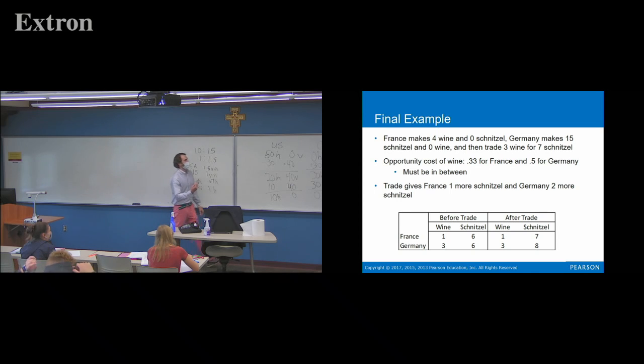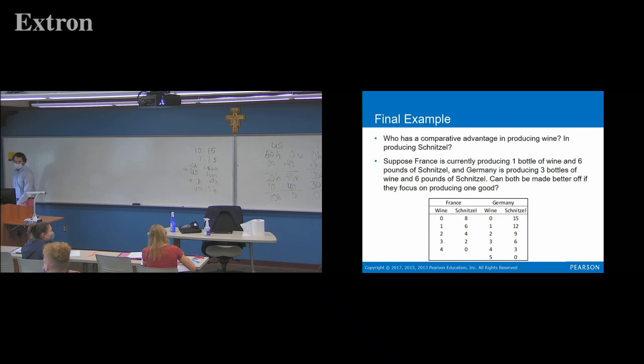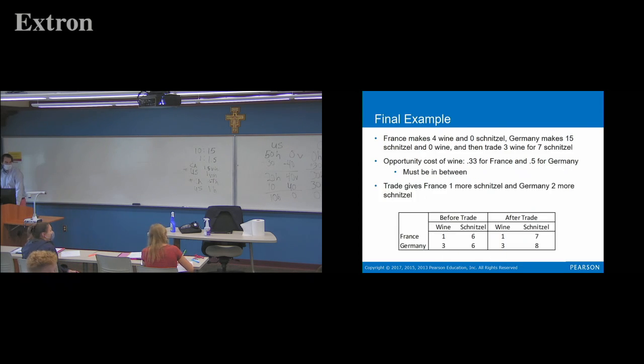So assuming that France produces 1 unit of wine, 6 of schnitzel, and Germany, 3 units of wine, 6 of schnitzel. These are both on the points that they have, like on their production possibilities. If France specialized in wine, they can make 4 units of wine. If Germany specializes in schnitzel, they can make 15 units of schnitzel. And then let's say they trade 3 wine for 7 schnitzel.